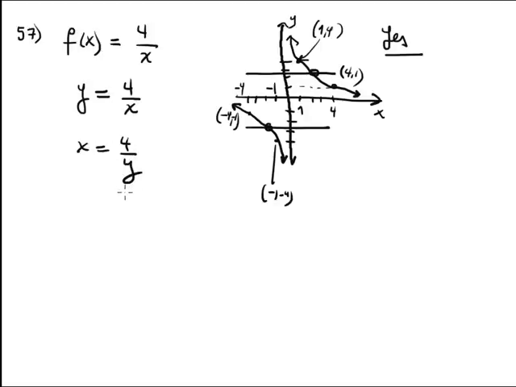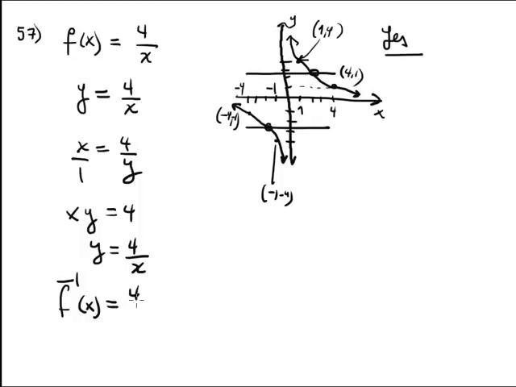You apply cross multiplication. It's xy equals 1 times 4, which is 4. So y is 4 over x. Unbelievable, they are identical. So the inverse function is 4 over x, exactly the same as the original.